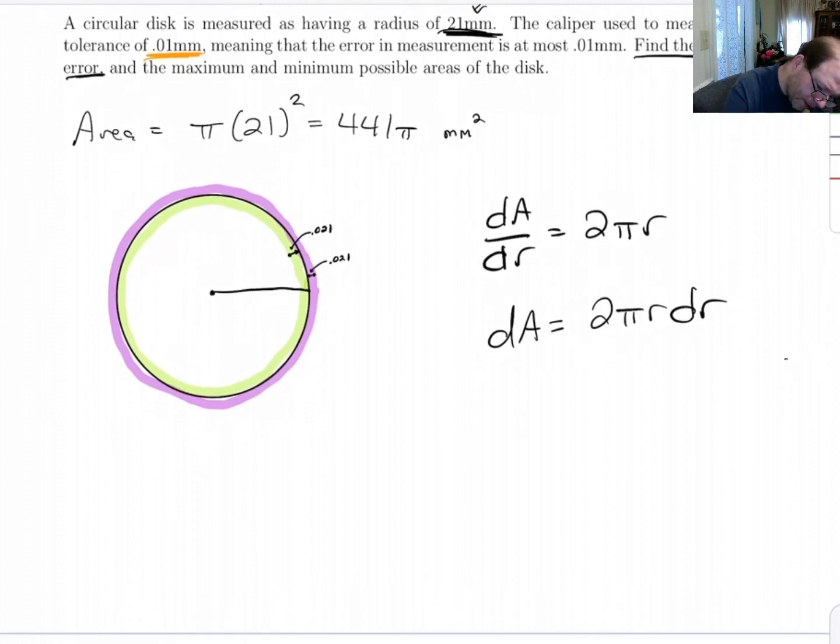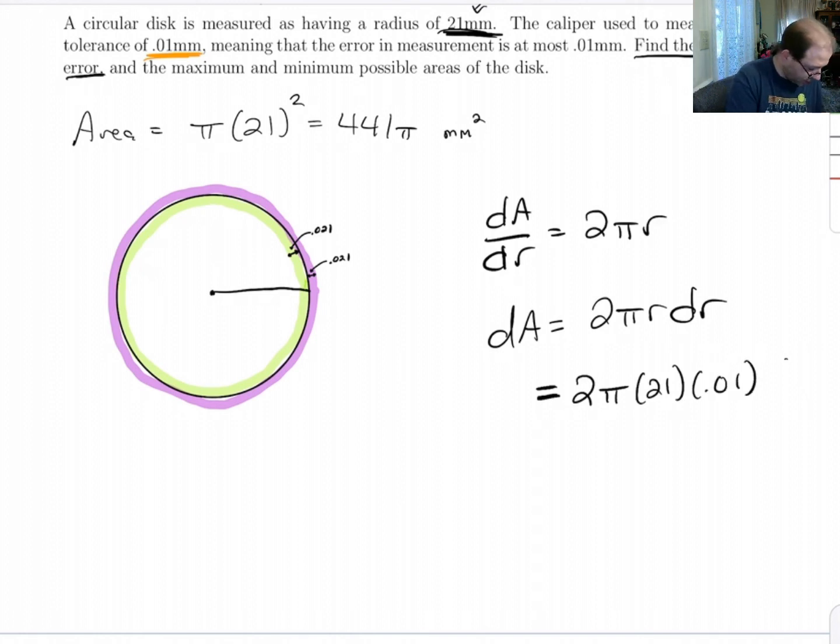So let's see. That area, dA is going to be 2 times pi. R is 21, and dr is 0.01. So let's see. 2 times 21 times 0.01. That's 0.04. No, it's 0.42 pi. And I'm going to leave the pi on there just for ease of writing. So this is my possible error.